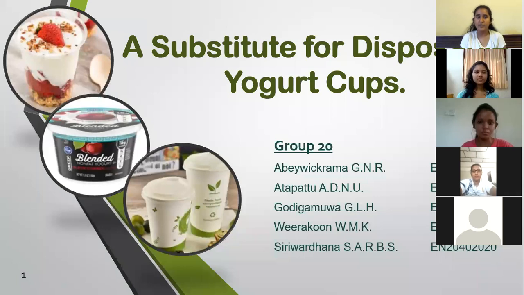Good morning all. I am UGC Derived. We are from Sustainable Engineering Group number 20. The topic of our project is the substitute for disposable yogurt cups.